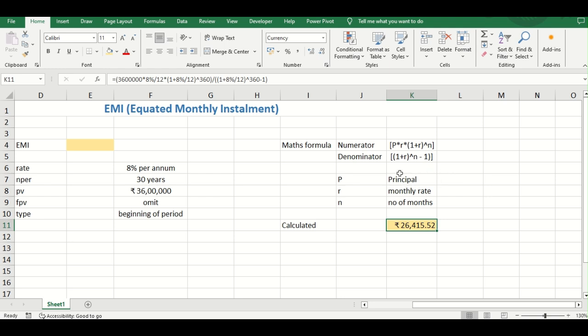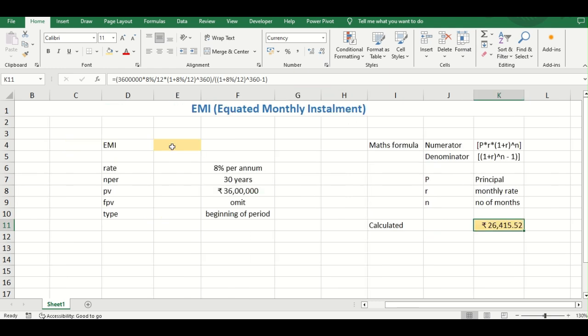Now this is, as you can see, if we have to do it on pen and paper, we will need a calculator for the same, because it is raised to power 360 of a certain value. Or if we are doing it in the way I have done just now, then you can see it is a very odd looking formula.